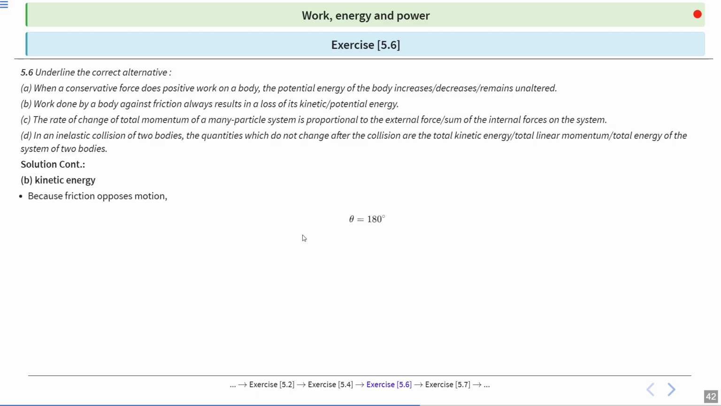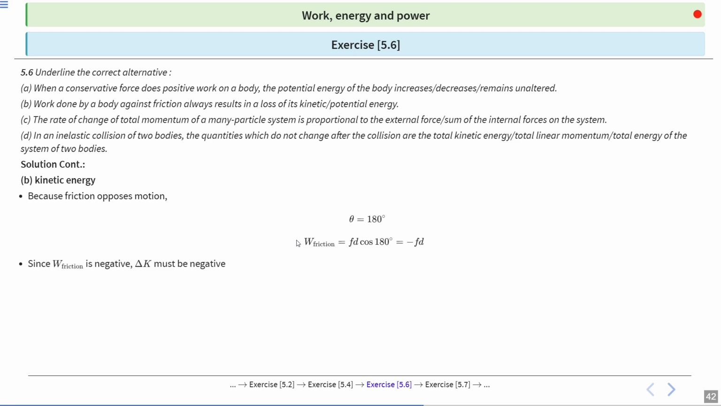Because friction opposes motion, theta is equal to 180 degrees, because both are anti-parallel. So just put the value of theta in the formula of the work done, that is Fd cos theta. So you will get Fd cos 180 degrees. Cos 180 degrees is minus 1. So work done by the friction is equal to minus Fd.